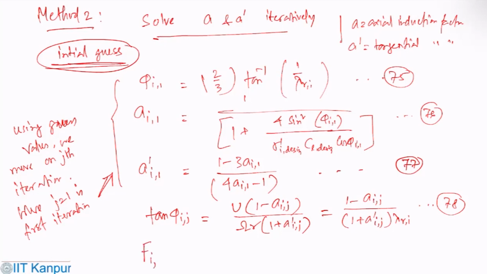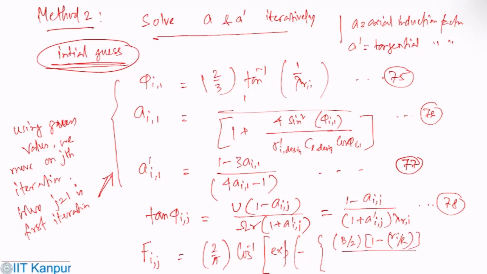Similarly, the tip loss factor F ij would be 2 by pi cos inverse of exponential of minus B by 2 times (1 minus ri by r) divided by (ri by r) sine phi ij. So that's what we get as F ij.